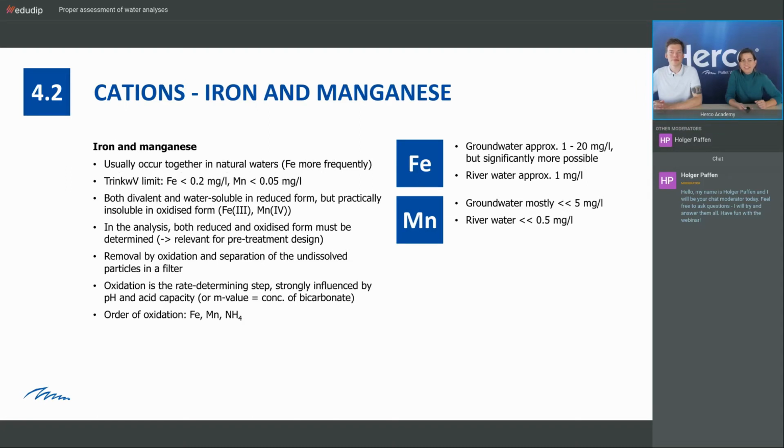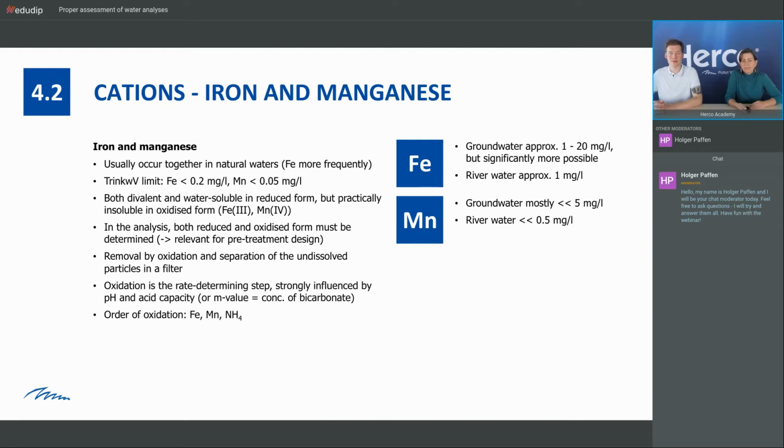Now we come to the interesting point. Iron and manganese. That is what is much more often a problematic case, as you said. Yes. So these occur usually together. Iron is a bit more frequent than manganese. We have some limits, which is iron less than 0.2 milligrams per liter, manganese less than 0.05. I think that's practically the same as in the WHO regulations.